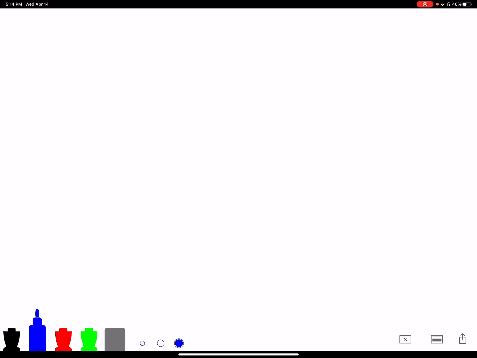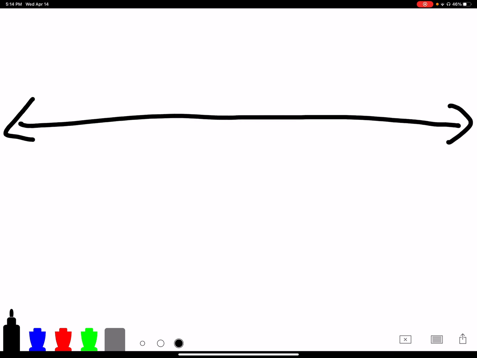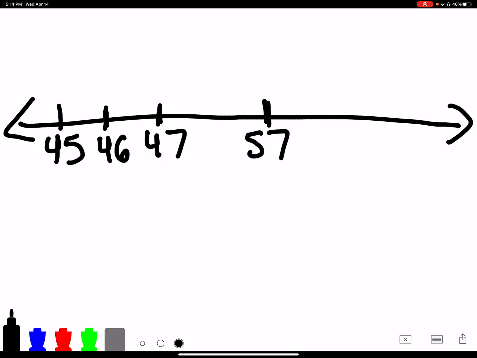Okay. The next one, in this problem you have to match the equation with the number line. So in this problem, it starts out with 45, and then it goes to 46, and then 47, and then it goes up to 57, and then 67, and then 77, and then 87.